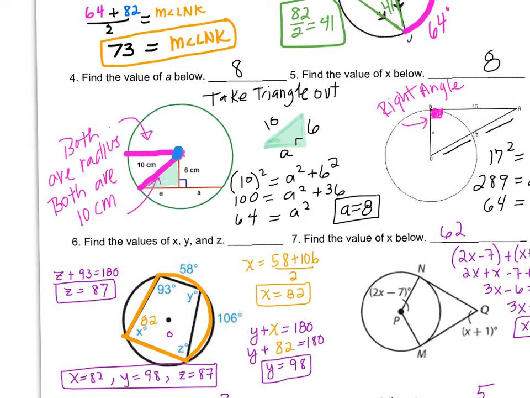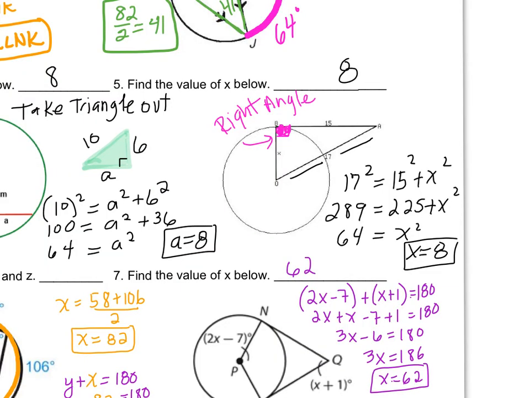On number 5, I also have a right angle, but this time because I have a tangent line and a radius. So that gives me a right angle. That means I have a right triangle again. They told me this is 17, this is x, and that's 15. Across from a right angle is the 17. That one goes first, and then the other two could go in any order.